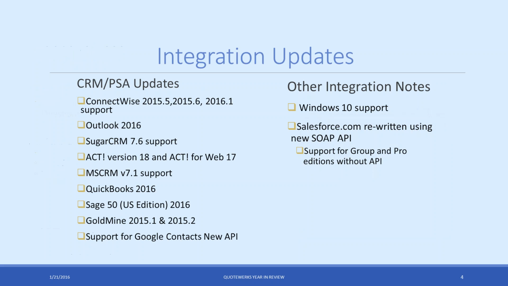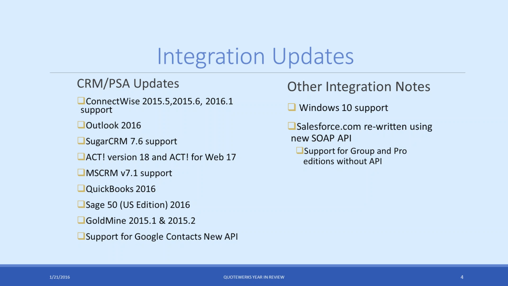All right, so we're going to start with some of the integration updates. If any of you are integrating with any of our CRM or PSA systems, whether it be ConnectWise, Autotask, MSCRM, Salesforce, Act, Goldmine, Outlook, really any of those, we updated a lot of the releases so that they all continue to integrate with those systems. So if you're still getting an error message or anything like that, make sure that you are on the latest version, because we are up to date with all the latest versions of these systems.